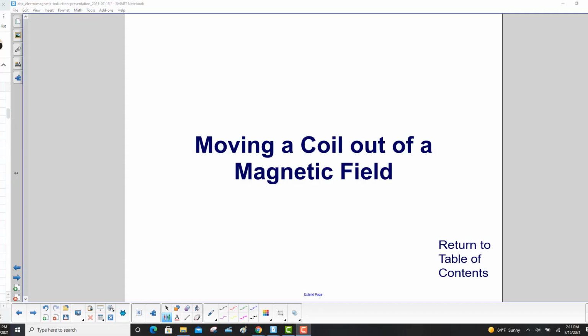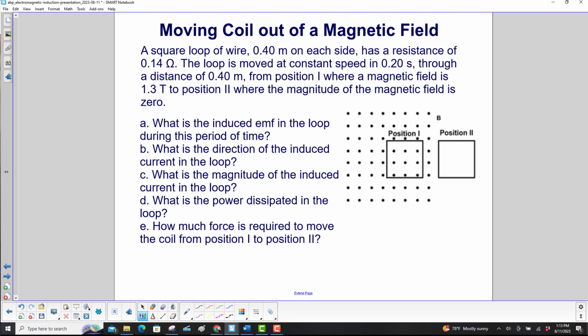Moving a coil out of a magnetic field. A square loop of wire, 0.40 meters on each side, has a resistance of 0.14 ohms. The loop is moved at a constant speed in 0.20 seconds through a distance of 0.40 meters from position 1 to position 2. The magnetic field at position 1 is 1.3 Tesla, and the magnitude at position 2 is 0.